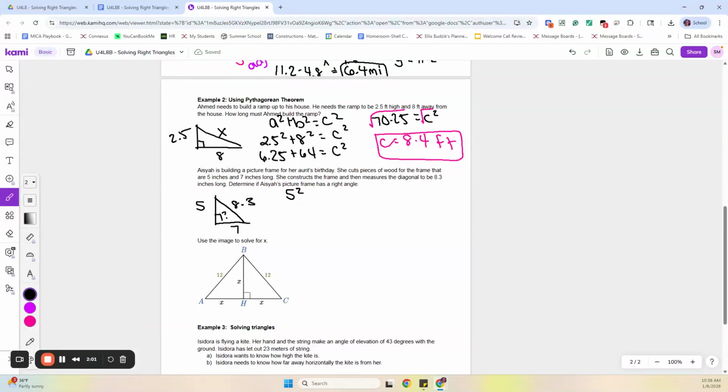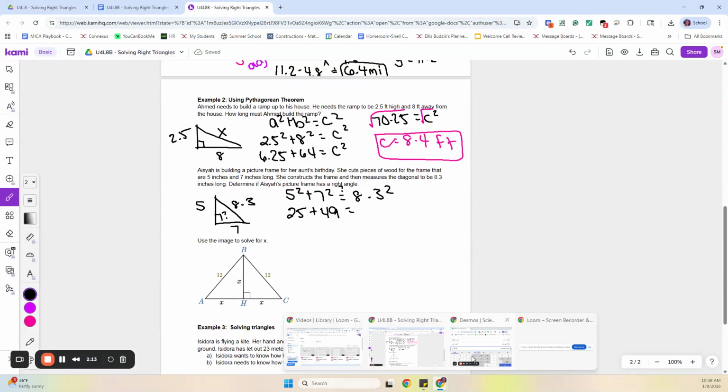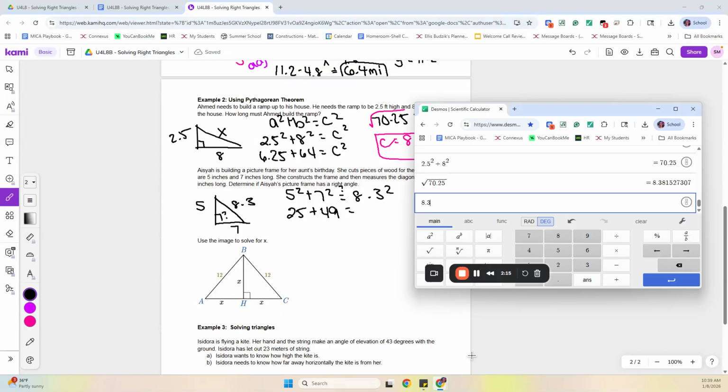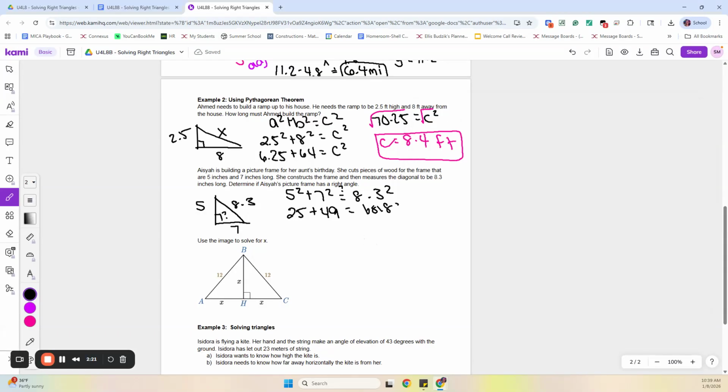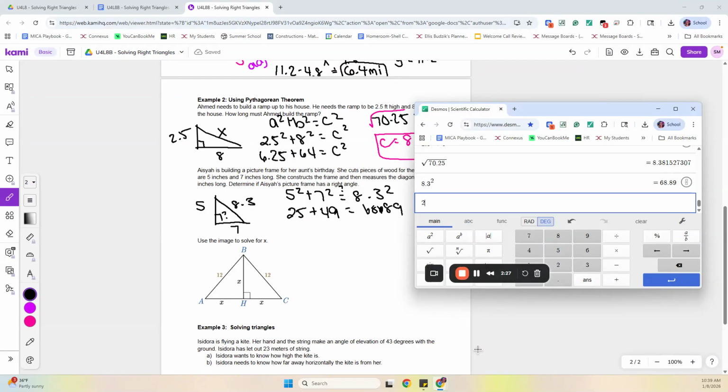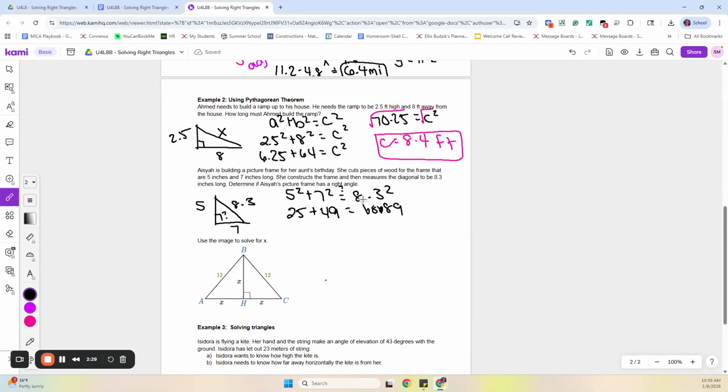So let's see. We do 5 squared plus 7 squared, and we want to see if it equals 8.3 squared. So we get 25 plus 49 equals 8.3 squared. Let's see what that is. 68.89. And then 25 plus 49 is going to be 74. So 74 is over here, 68.89 is over here. Obviously, these are not the same. So no, not a right angle. They'd have to be exactly the same for it to form a right angle.